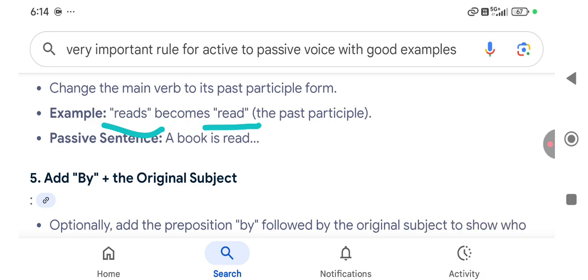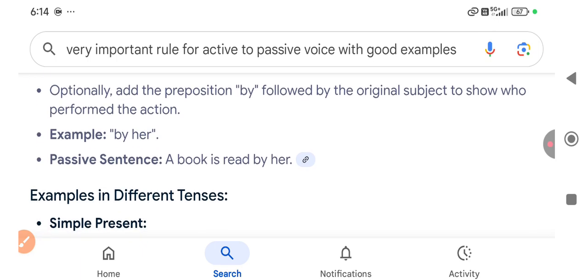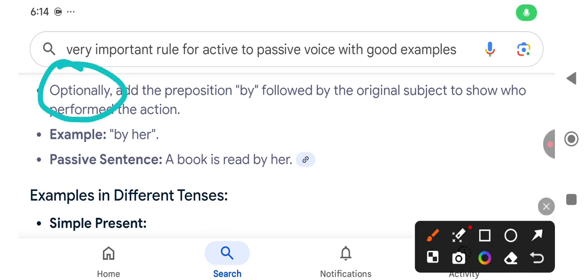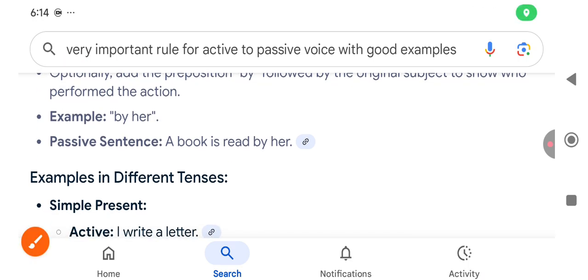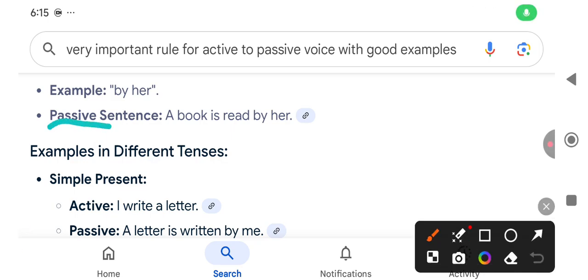So that should be taken, added, and then add by the original subject. Optionally, I told you that by is not necessary always. Optionally, add the preposition by followed by the original subject to show who performed the action. So sometimes it is required, sometimes it is not required. By her, it is required. So the book is read by her. This is the answer of the active to passive.